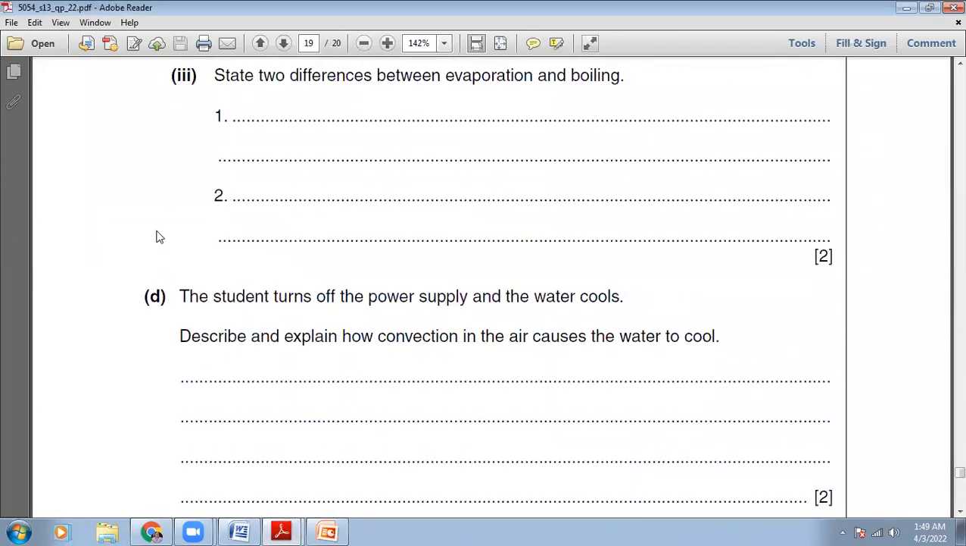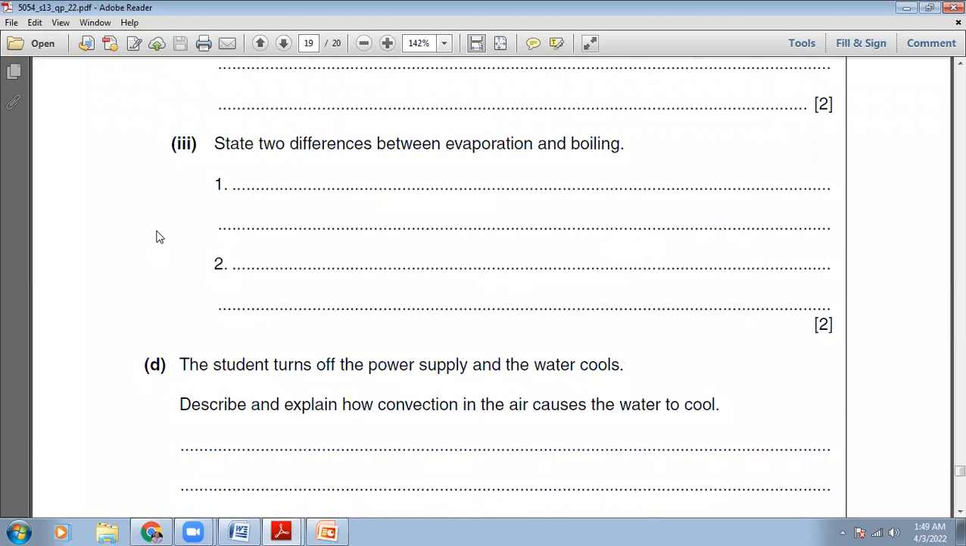It says state two differences between evaporation and boiling. You see, boiling happens at a specific temperature, and evaporation can happen at any temperature. It happens at almost all temperatures. And boiling happens throughout the body of the liquid. Evaporation only happens at the surface of the liquid. During boiling, the temperature does not change. During evaporation, the temperature can change.